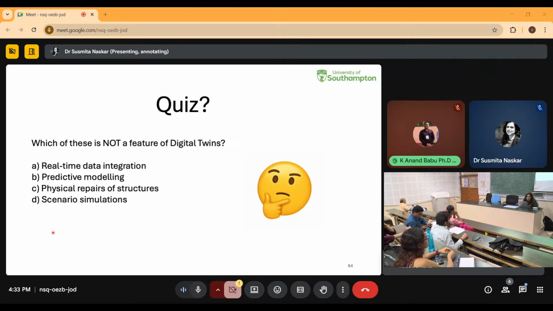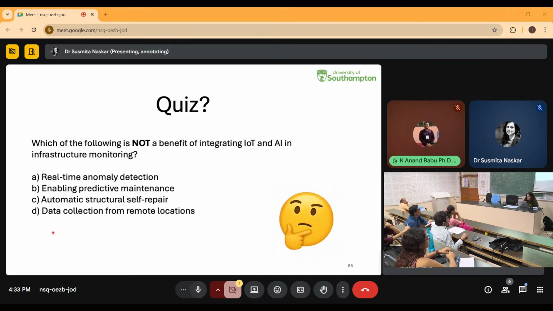So when we talk about which one of these is not a feature of digital twin, when we talk about real-time data, C, right? Because it does not repair the structure, right? Yes, you want to say A?